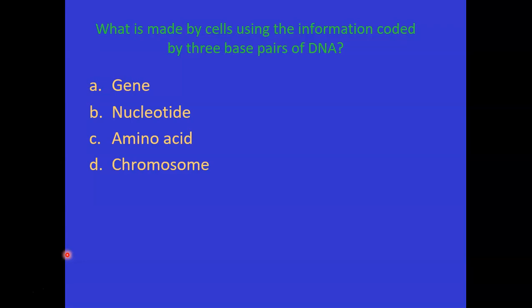Okay, so hopefully you got this correct. The answer is C, amino acid. So those three nucleotides along the DNA have the information for making an amino acid. Okay, moving on here.